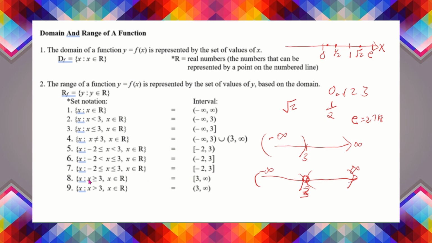Then if you want to say x is greater than or equal to 3, same as this one, we start from 3. Since 3 is included, we use a square bracket, then up to positive infinity. If 3 is not included, then 3 gets a round bracket. For infinity it will always be round brackets. For positive infinity and negative infinity we won't use square brackets.